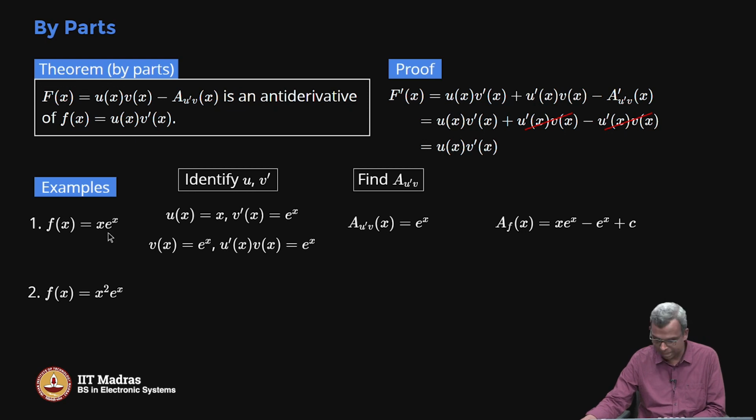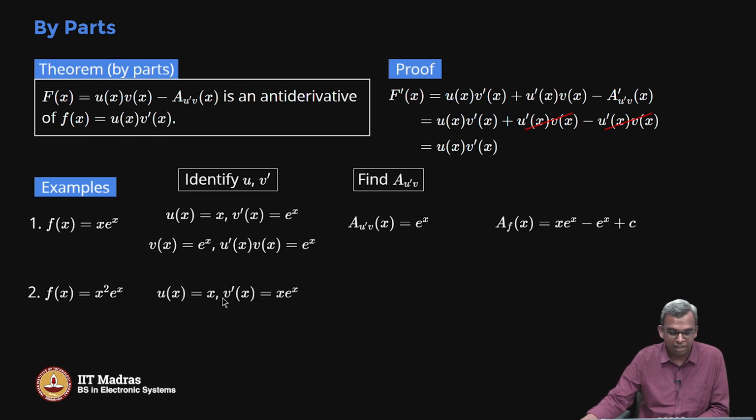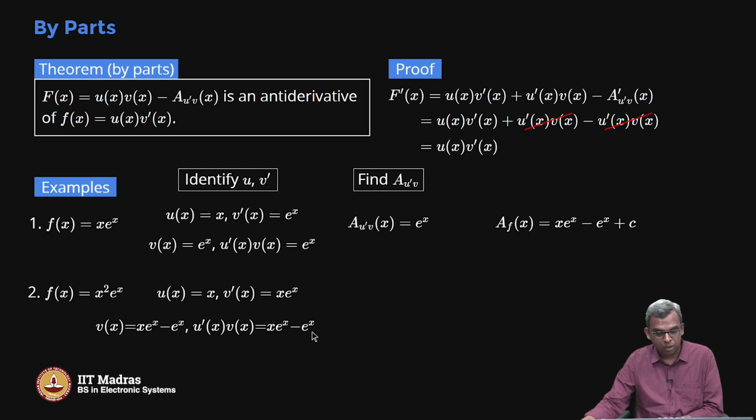Since I already know x e power x, I am going to do this little trick of identifying u to be x and v prime to be x e power x. If v prime is x e power x, what is v? V is x e power x minus e power x, right, x minus 1 into e power x, and then u prime into v will simply become x e power x minus e power x, okay. So now I need the antiderivative of x e power x minus e power x, okay. That is very easy, isn't it?